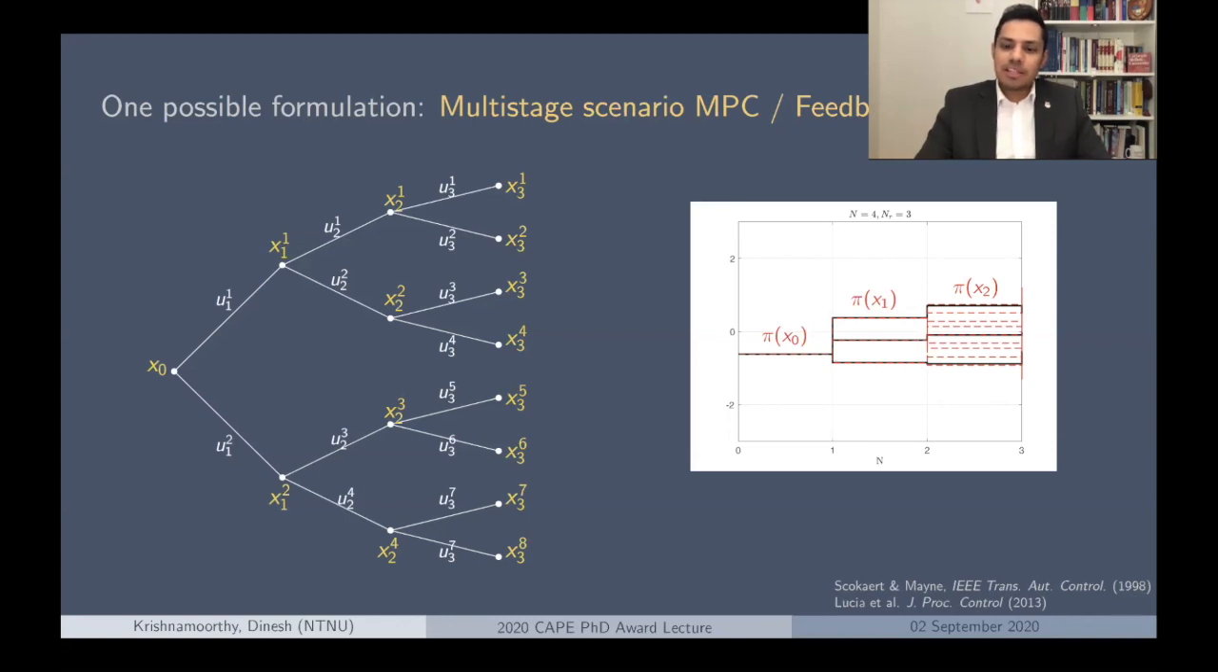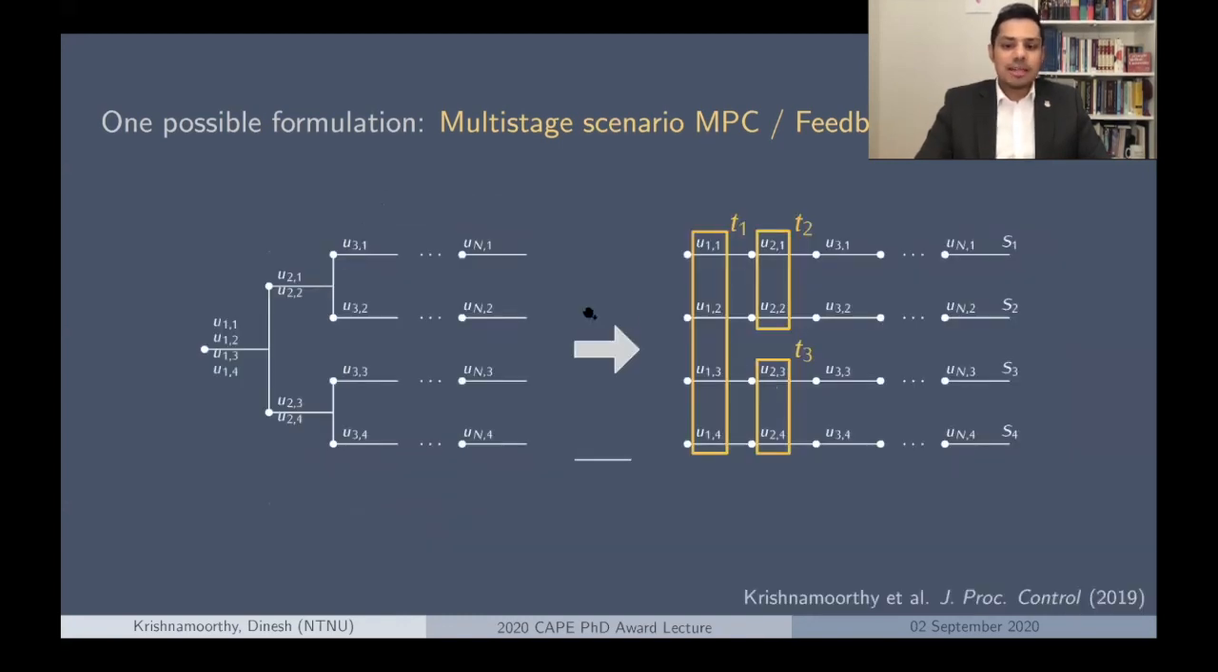However, the main challenge here is that the problem size becomes quite large. And in order to address this, we can, for example, decompose the problem into several smaller subproblems such that we solve each scenario in parallel. And we can use primal decomposition to do this in order to ensure that the control input that is applied at the first sample is the same for all the scenarios.